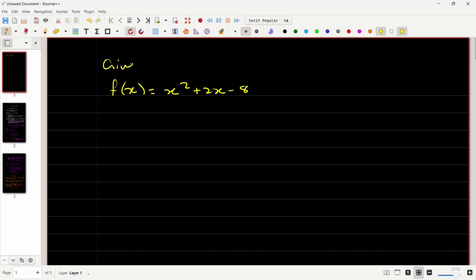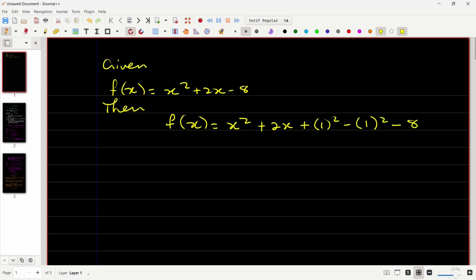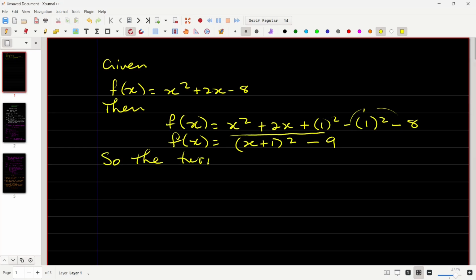So given this, then we know that f of x would be equal to x squared plus 2x plus 1 squared minus 1 squared minus 8. F of x would be equal to the perfect square over here, so that is x plus 1 squared. 1 squared is equal to 1. Negative 1 minus 8 would be negative 9. So that's the vertex. So the turning point is negative 1, negative 9.